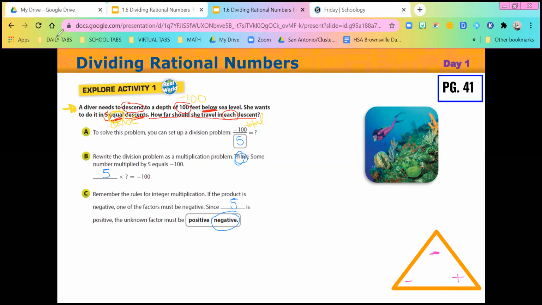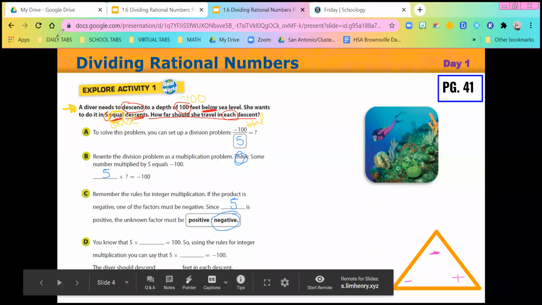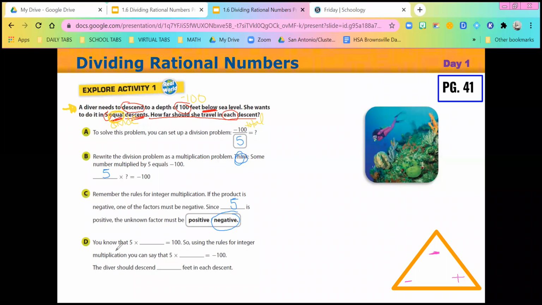Okay, let's go to the next letter. I hope you're filling this out with me at the same time. All right, and now letter D. Know that 5 times some number gives me 100. So using the rules of integer multiplication, you can say that 5 times that number is negative 100. So let's think of this first sentence. We can find 5 times some number gives us 100. So hopefully you are all thinking, well, some number times 5 gives me 100. Hopefully you already know the answer.